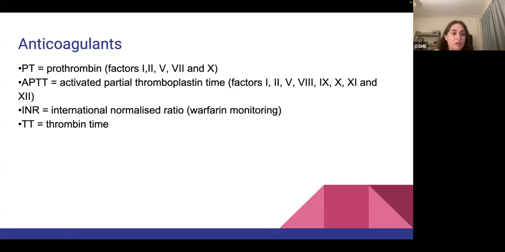So anticoagulants. So you've got prothrombin time. This is to do with factors 2, 5, 7, and 10. APTT is affected by 8, 9, 10, 11, and 12. And then INR is a term, it's essentially a ratio of PT and APTT, but it's used specifically in the context of warfarin monitoring. And then TT is thrombin time.